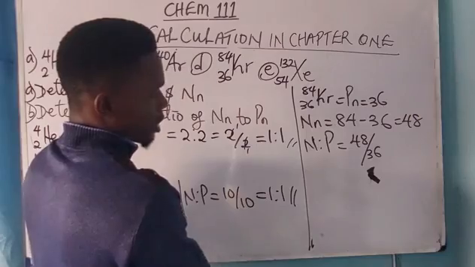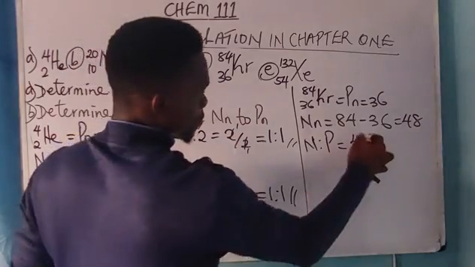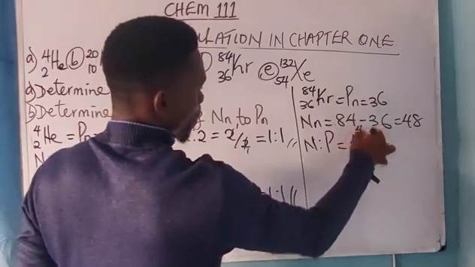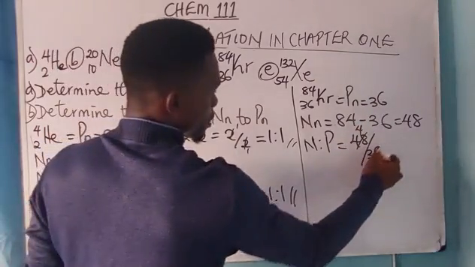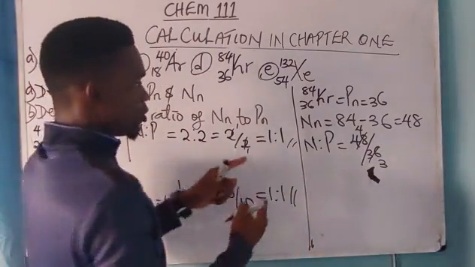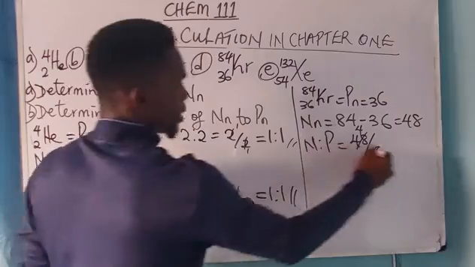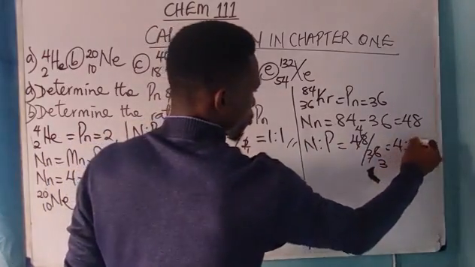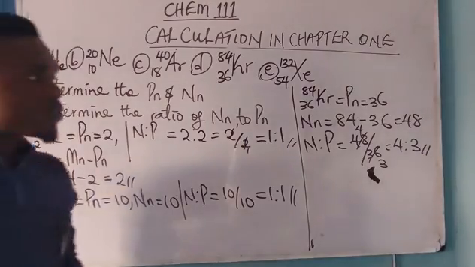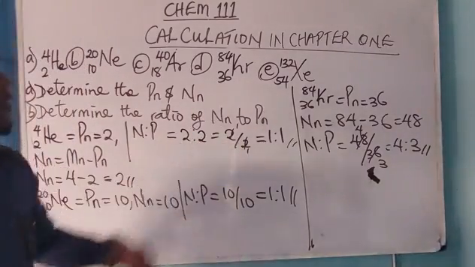Okay, 12 into this is 4. Then 12 into this is what? 3. Right? Therefore, the neutron number to proton number is equal to what? 4 to 3 ratio. So that is the answer. At this point, we call it a day on this particular aspect.